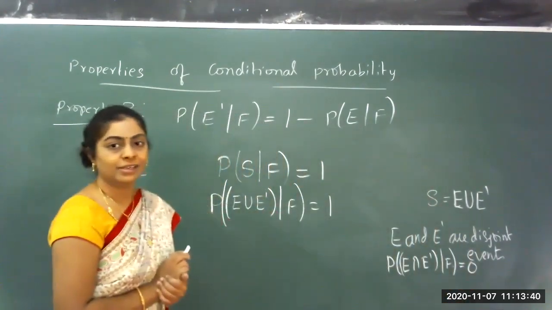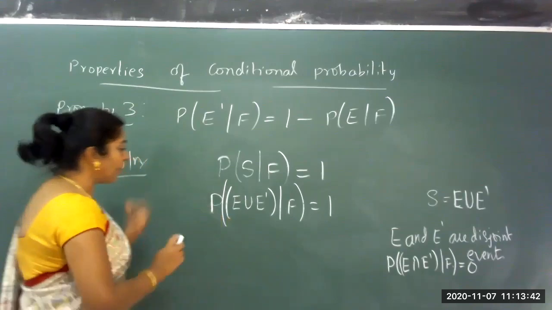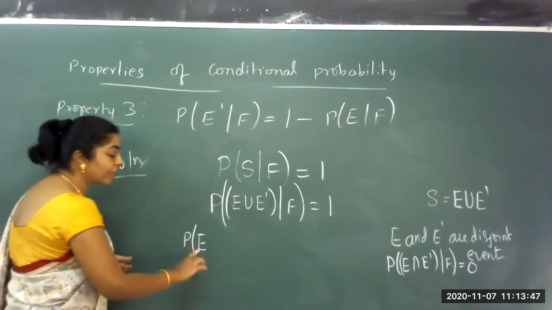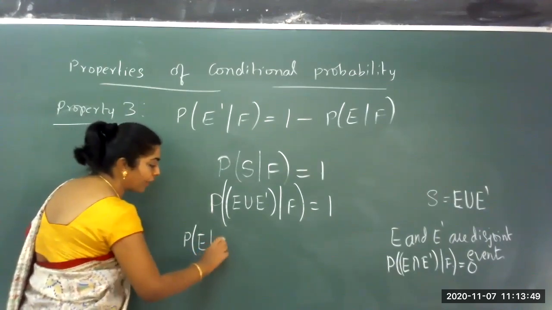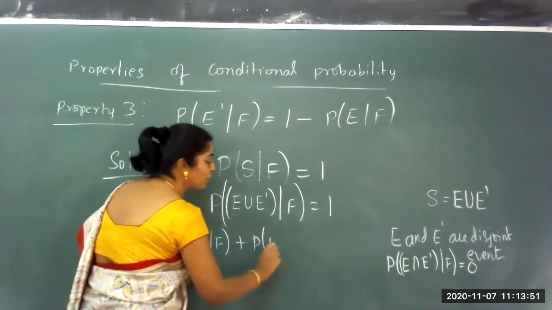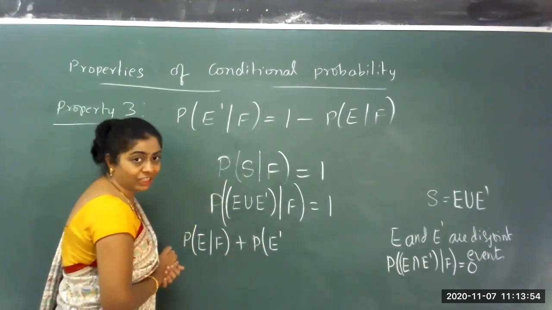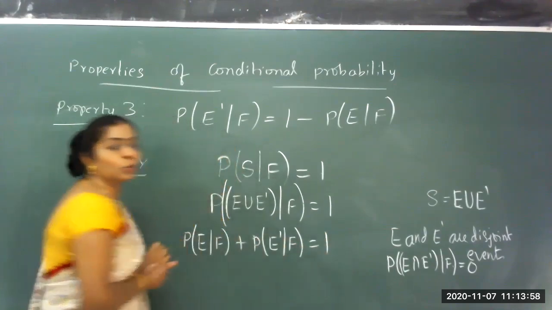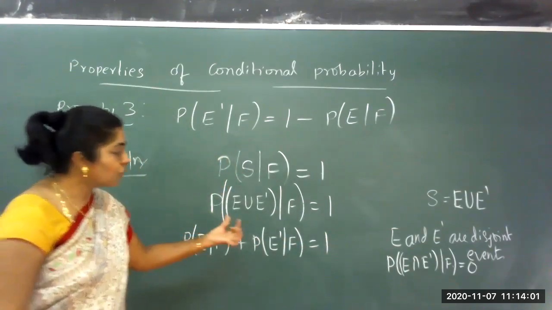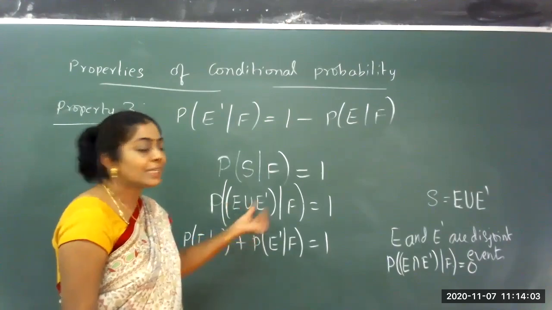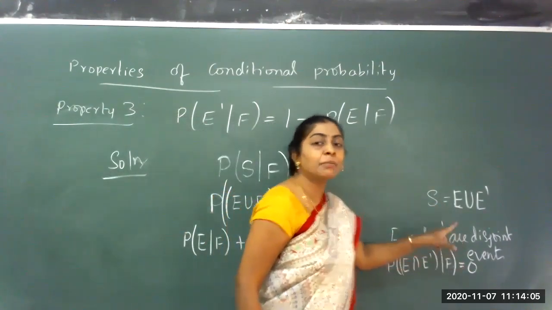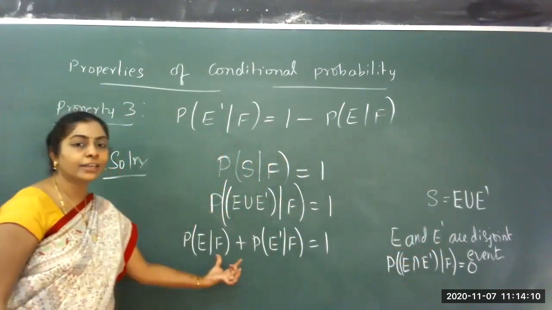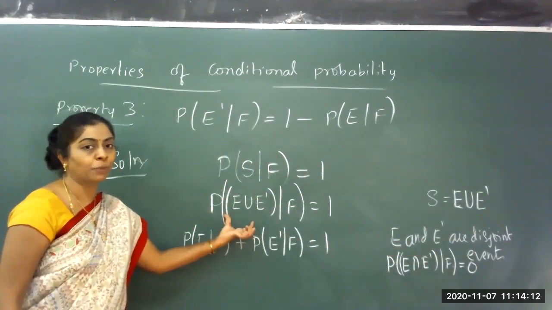We got that. So using the previous property, I write this as the conditional probability of event E when F has occurred plus the conditional probability of E dash, the complement of the event, when F has occurred, is equal to 1. Since E and E dash are disjoint, their intersection is 0, so I can replace this using the previous property.